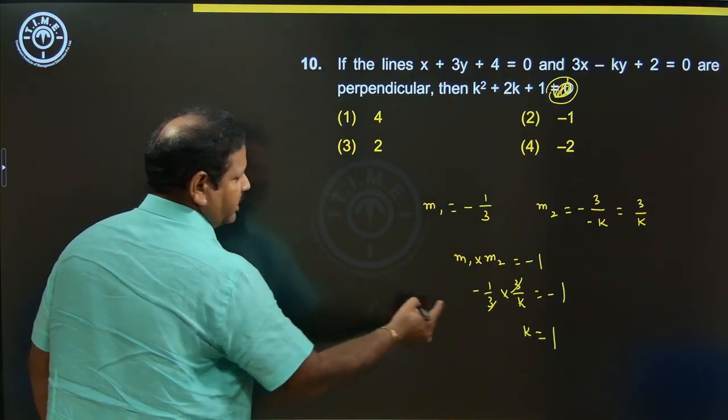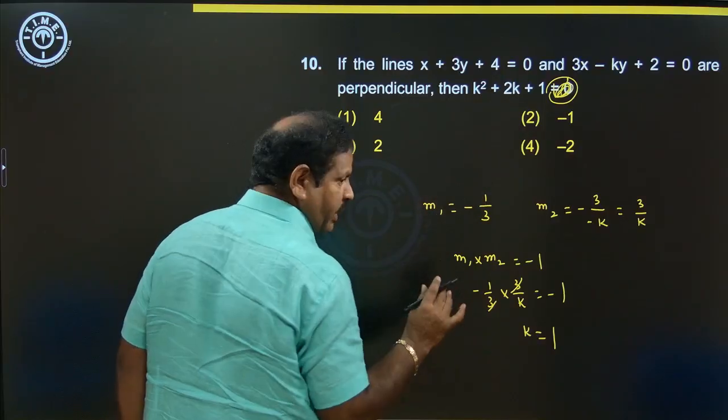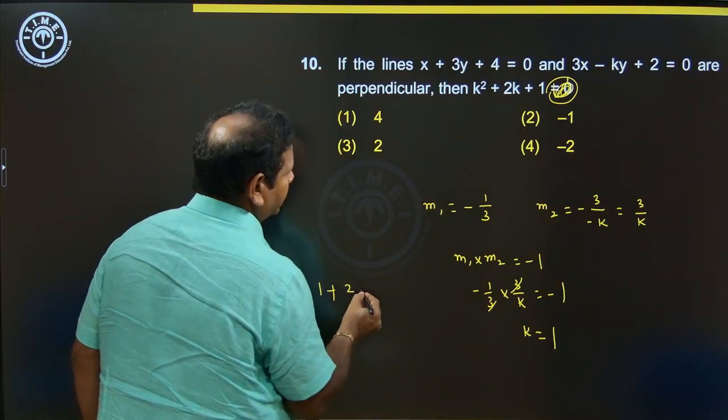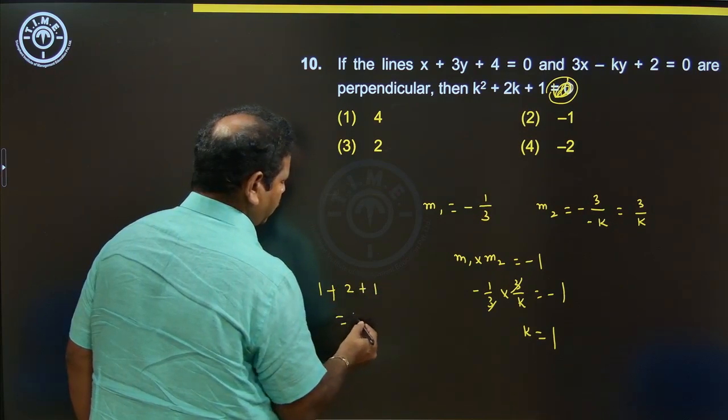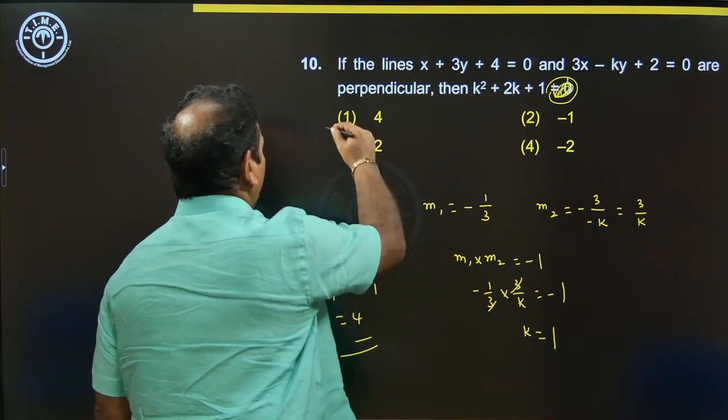K is nothing but 1. 1 square is 1, plus 2 into 1, 2, plus 1. Just write 1 in place of k. What is the value of this? 4 is the right answer. What is the answer? 4, which is option 1.